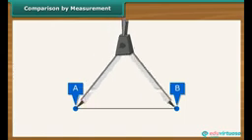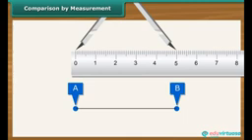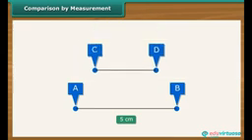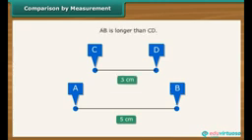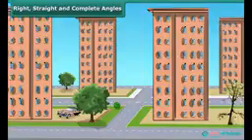Measure AB. Place the divider on the ruler. Write down the measurement of AB as 5 centimeter. Now measure CD in the same way. Write down the measurement of CD as 3 centimeter. Therefore, AB is longer.